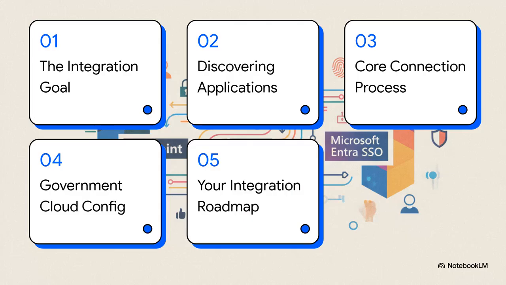So here's our plan. First, we'll talk about the destination. What's the why behind this whole thing? Then we'll scout out the terrain by discovering all the applications involved. After that, we'll get into the main event, the core connection process. We'll even take a quick look at a specialized route for government clouds before we recap the entire journey.